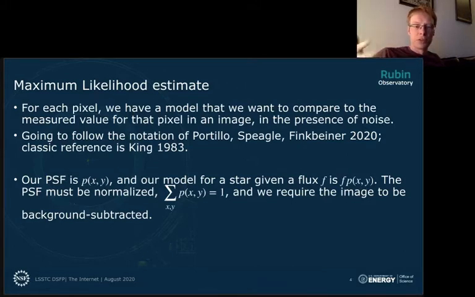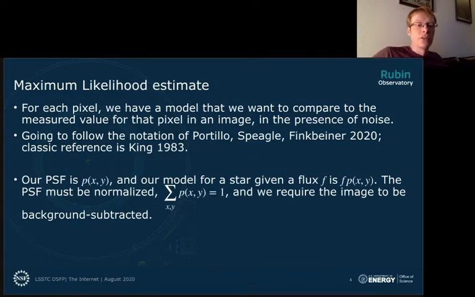So we're going to say that our PSF is this P of XY function, and our model for a given star is just going to be to multiply that by a flux. That's assuming that the PSF is normalized, the sum of all those pixels is 1, and we're going to assume that all the images are background subtracted. You can't really do photometry in the same way on an image if there's a big background behind it.